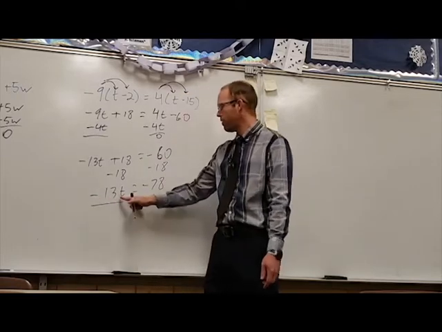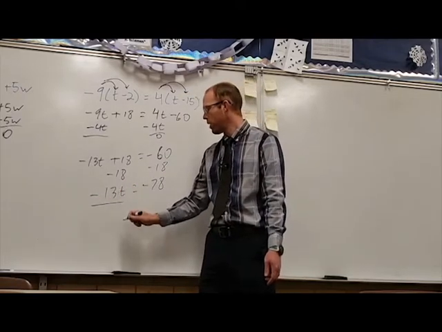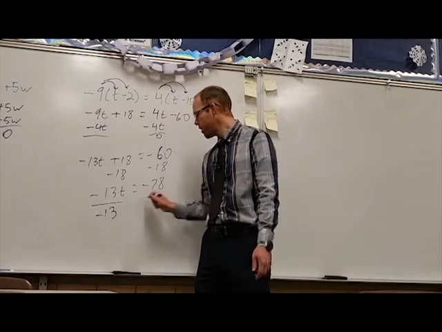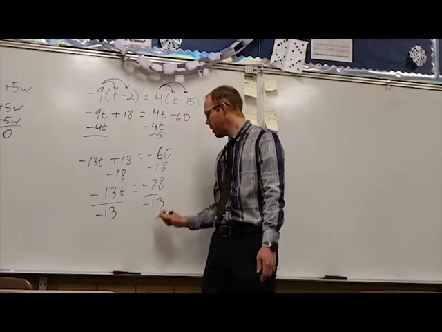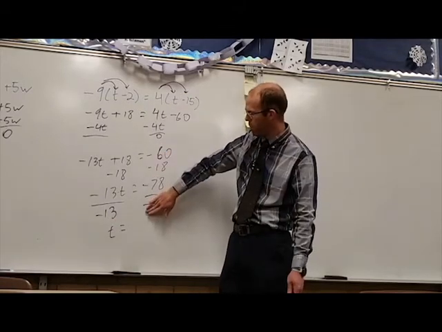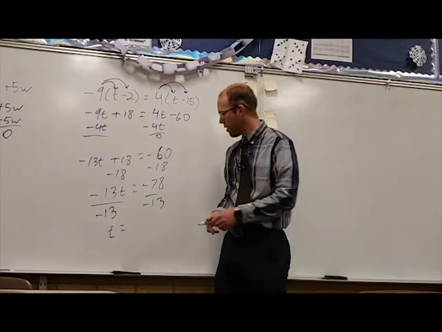And now we're going to divide because we want to undo this multiplication and leave the t over on this side. So divide by negative 13, divide by negative 13, and we get t equals negative divided by negative is positive, and 78 divided by 13 is 6.